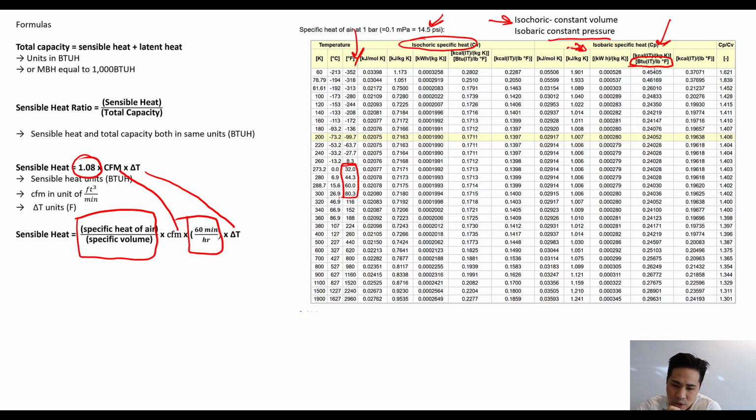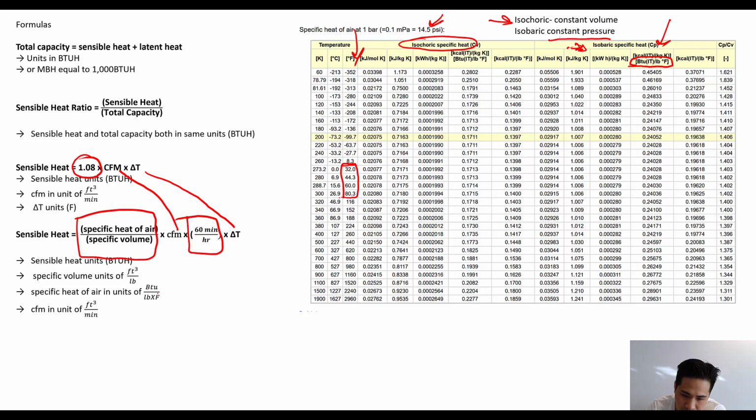Specific volume is actually in units of cubic feet over pounds. So it's just the inverse of density, which is pounds over cubic feet. And the specific heat of air is in units of BTUs over a pound per Fahrenheit, which we just talked about. And the CFM is in cubic feet per minute. Okay, and delta T is in units of F. So we're going to start inputting data into this formula.